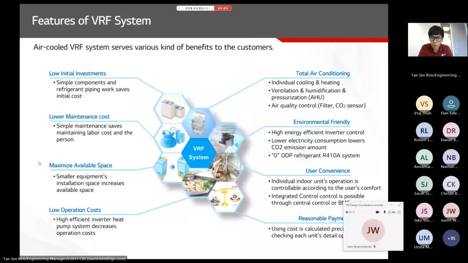Environmentally friendly, using the zero ODP refrigerant R410A. I'm going to talk about the R32 refrigerant in a later slide. User convenience, with individual control over your own indoor unit, not relying on the overall duct system, and reasonable payout as well.